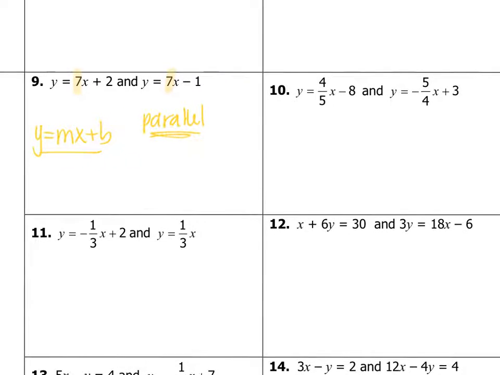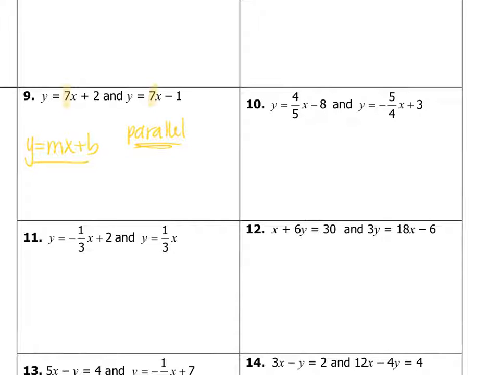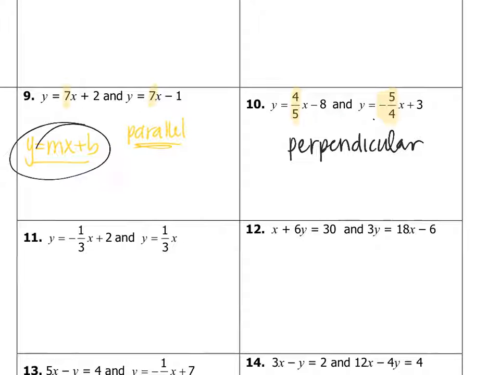Similarly, in number 10, also written in y equals mx plus b form, so it's quick to see that the slopes are opposite reciprocals, which means these lines are perpendicular. So obviously, y equals mx plus b form is really helpful because we can easily grab the slope.